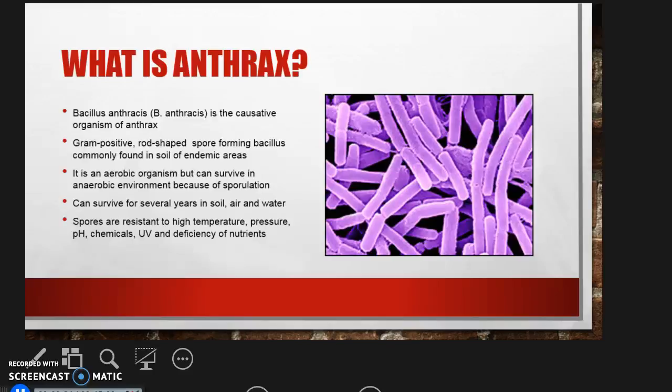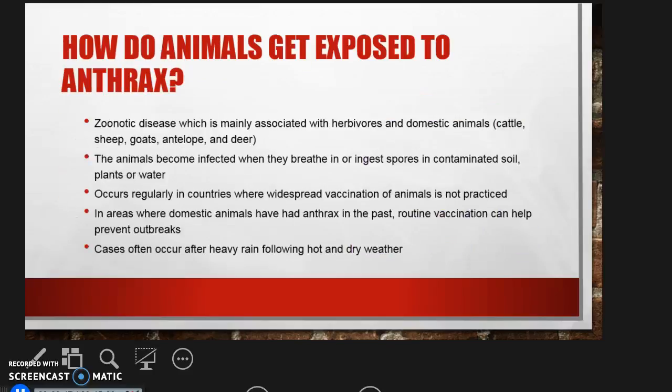It's an aerobic organism but can survive in an anaerobic environment because of sporulation, and it can survive for several years in soil, air, and water. The spores are highly resistant to temperature, pressure, pH, chemicals, and deficiency of nutrients.